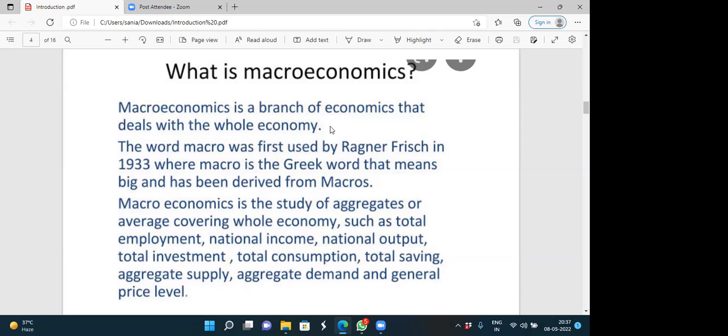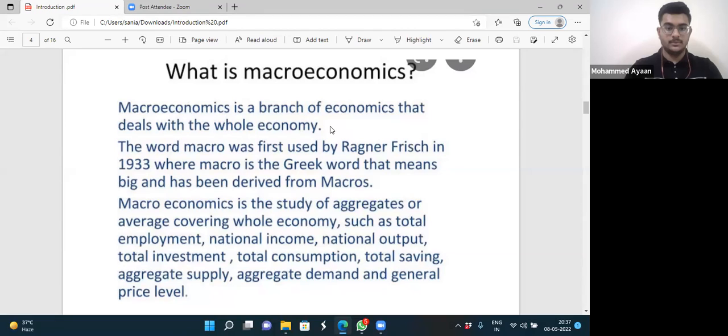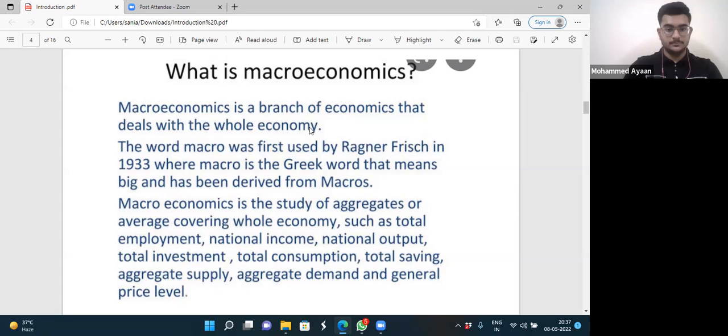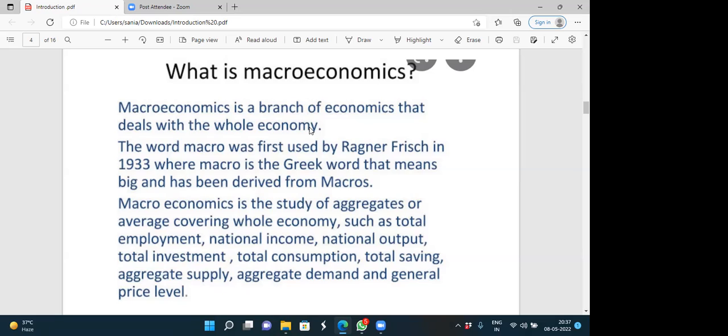Macroeconomics is a branch of economics, and that deals with the whole economy. Macro is a bigger part, right? So economy is like India's economy will be different, and Saudi economy will be different, China's economy will be different, everyone's. But in macro, we study about economy as a whole.